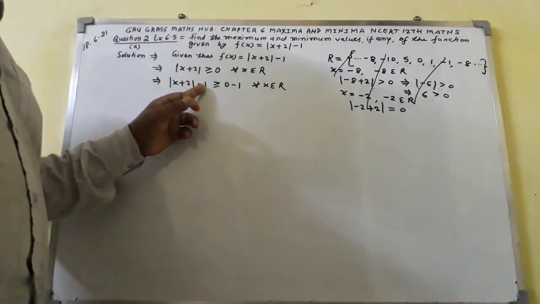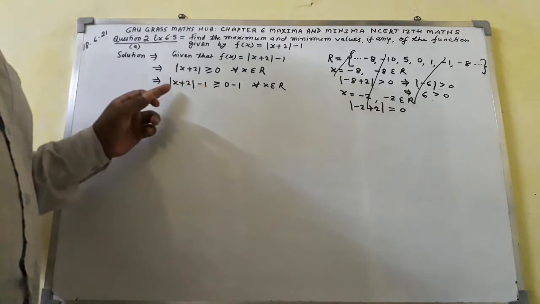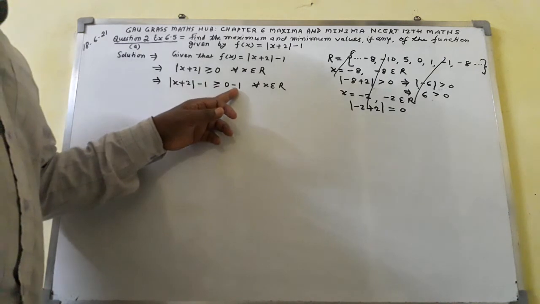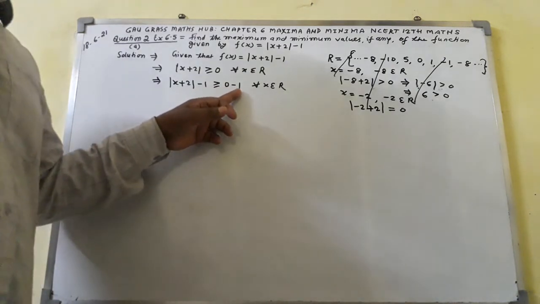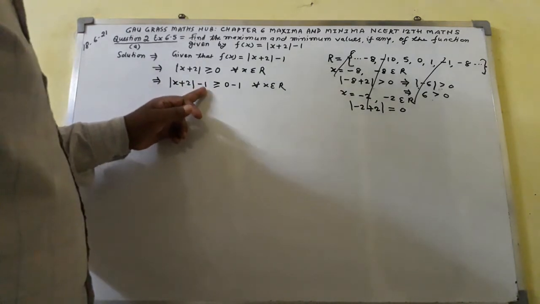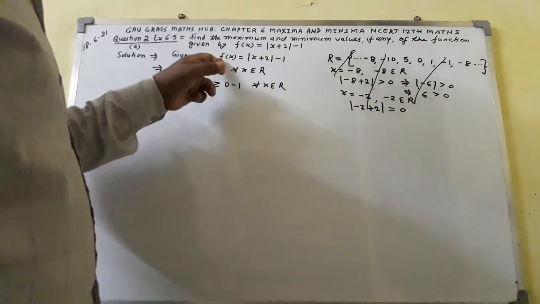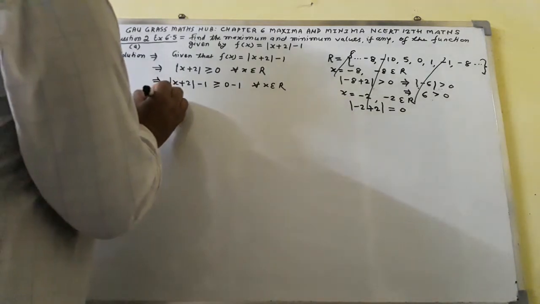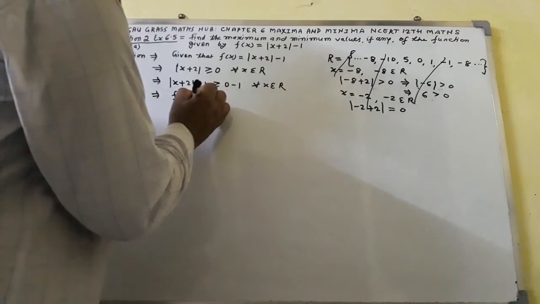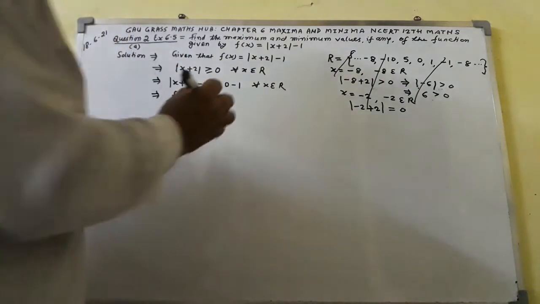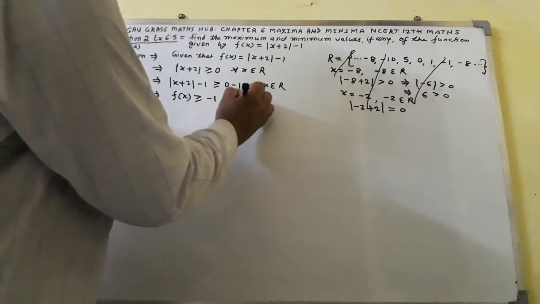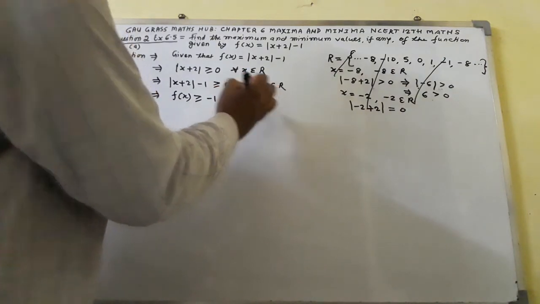Add minus 1. Adding minus 1 to the left hand side comes out to this, and adding minus 1 to the right hand side comes out to this one. So what to do? Here you can see mod x plus 2 minus 1 comes out to be f of x. So f of x will be greater than or equal to 0 minus 1, which comes out to be minus 1, for all x belonging to the set of real numbers.